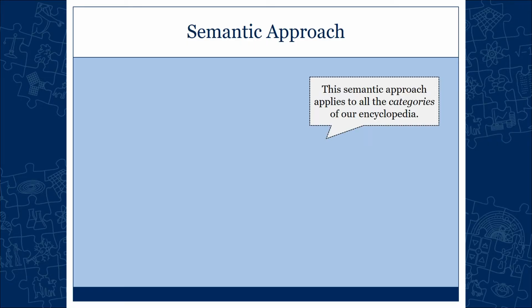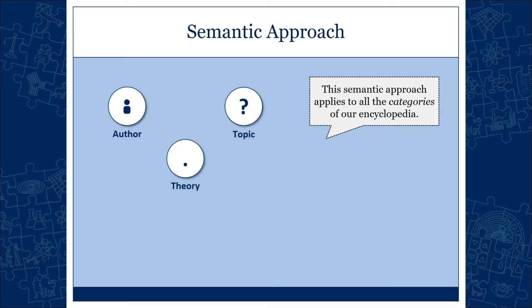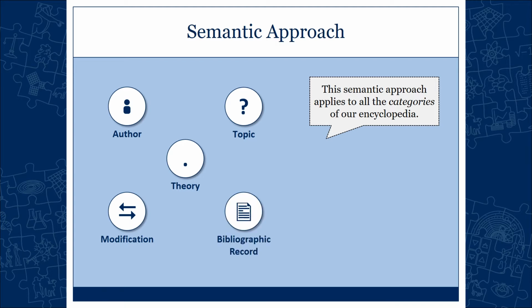This same semantic approach applies to all of the categories of this encyclopedia. What are the categories? Authors. All the topics or questions are the same thing. The theories, which are answers to questions. Your modifications, the suggested modifications. And every item in a bibliographic record, your publications, your journal articles, books, collection articles. Every one of these uses the same semantic approach.